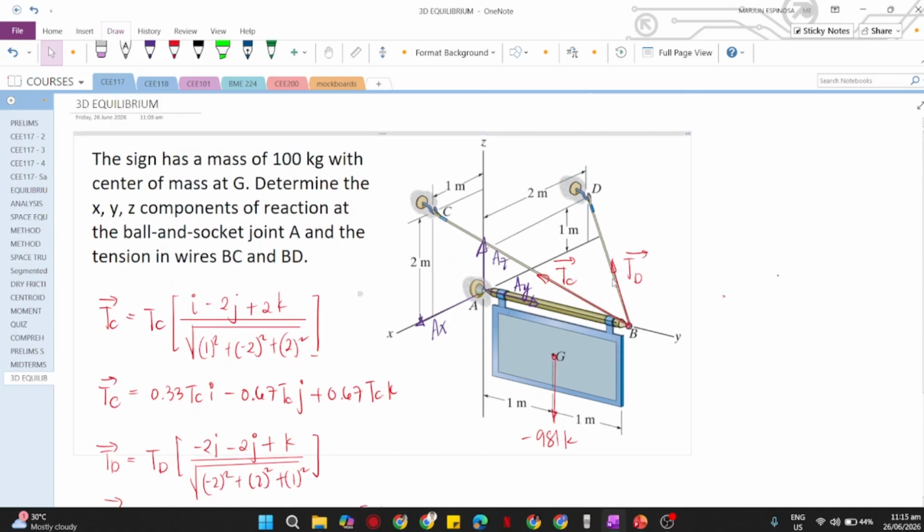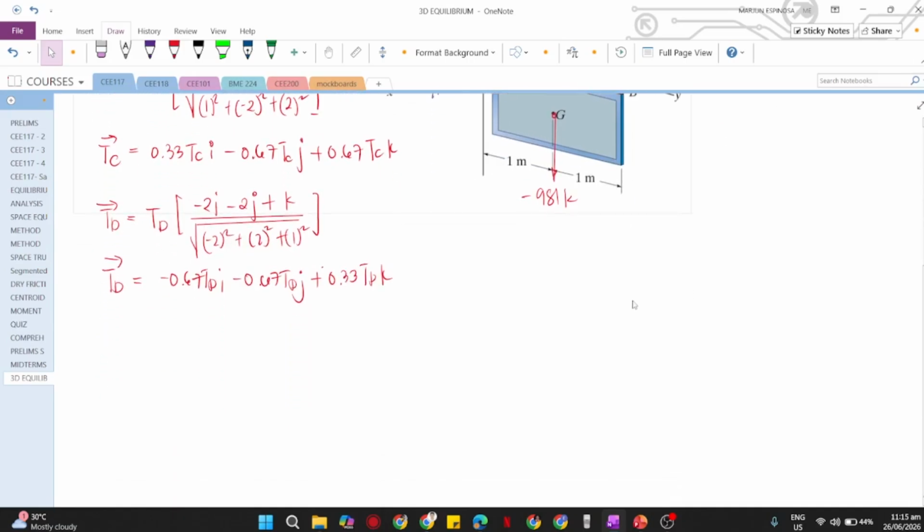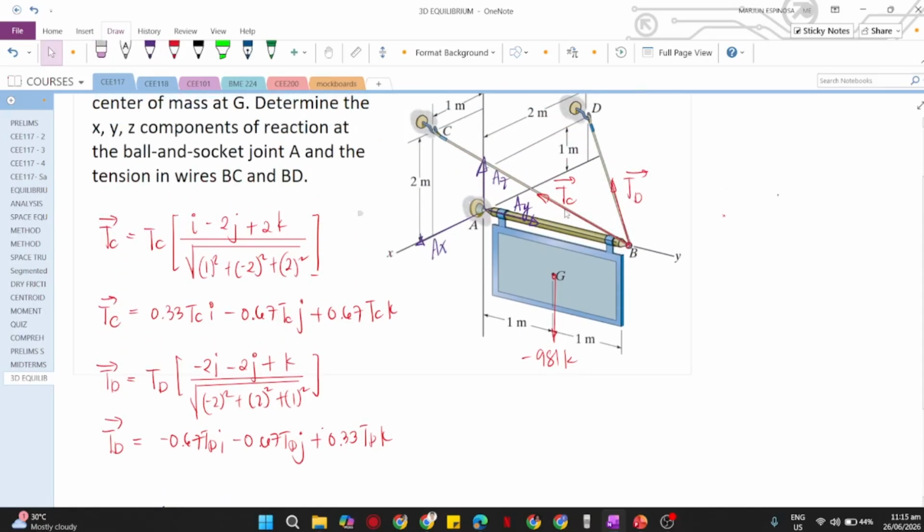So to solve for the values of TC and TD, what we can do is to take the moment dito sa point A. If you take the moment at point A and equate that to 0, okay, ano ba yung mga moment involved dyan? Ano ba yung forces na may moment dyan? Etong TC and TD, they have moment. No, they have moment about point A.